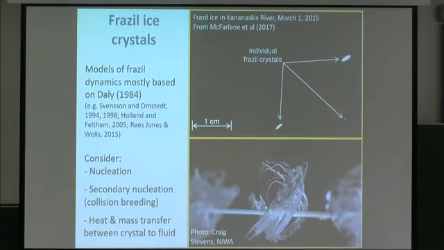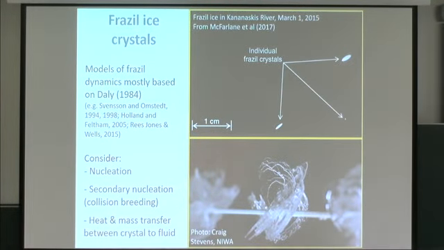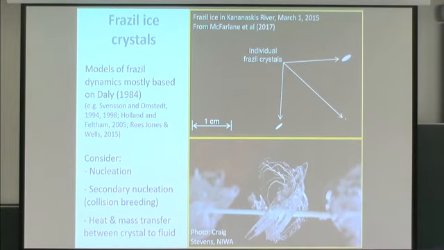Now, to go a bit further, we needed some models, and there are many very nice models of frazil ice growth, as we heard from Danny yesterday, mostly based on the work of Steve Daly from 1984. And they all begin with nice little disc-shaped crystals. These are disc-shaped crystals measured in a river with an unpronounceable name.